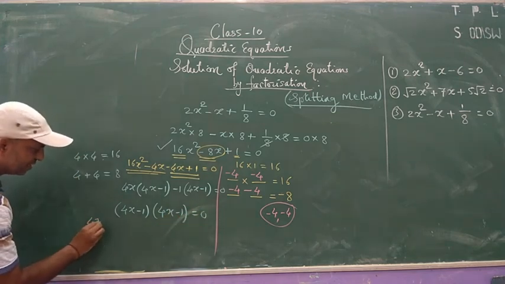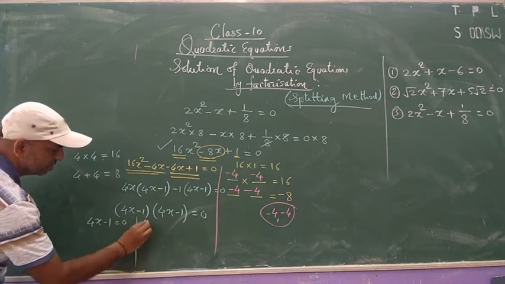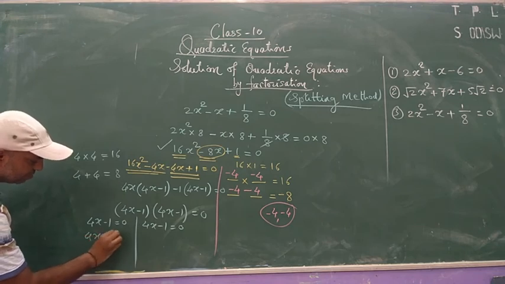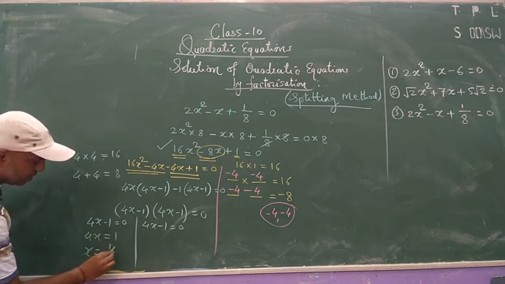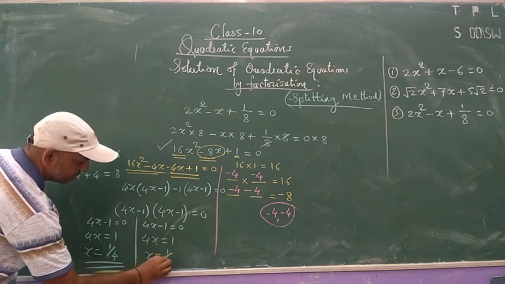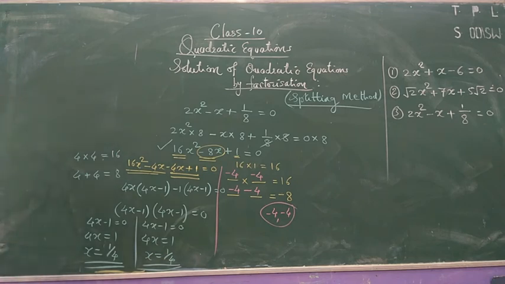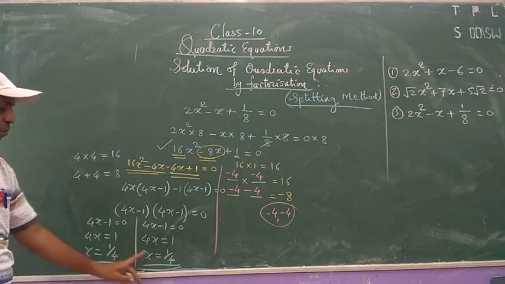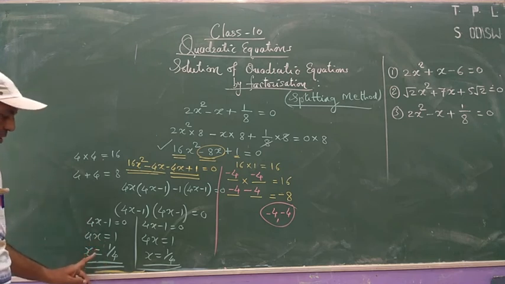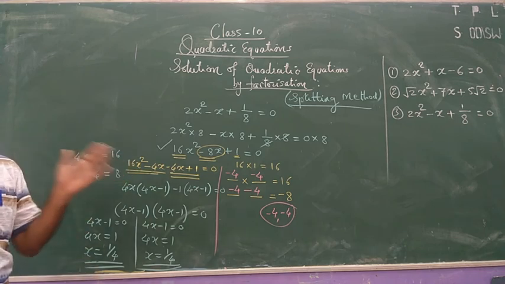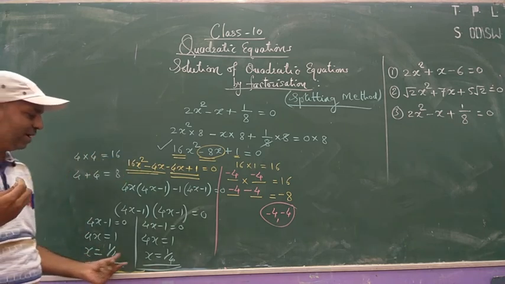So our first factor is 4x minus 1 is equal to 0. Second, 4x minus 1 is equal to 0. So here 4x is equal to 1, so x is equal to 1 upon 4. And here also 4x is equal to 1, so x is equal to 1 upon 4. So these are the roots of the given quadratic equation. Here both roots are the same, meaning there is only one root, that is 1 upon 4. In the previous problem the roots were distinct, मतलब अलग अलग roots थे और यहाँ पे same roots थे.